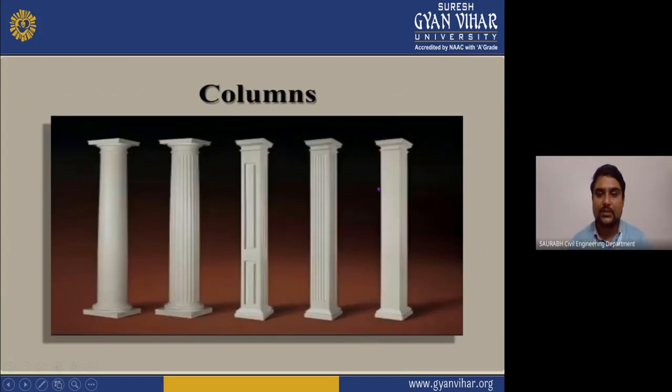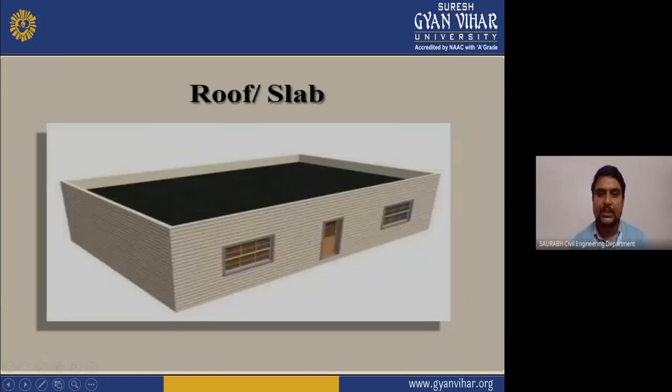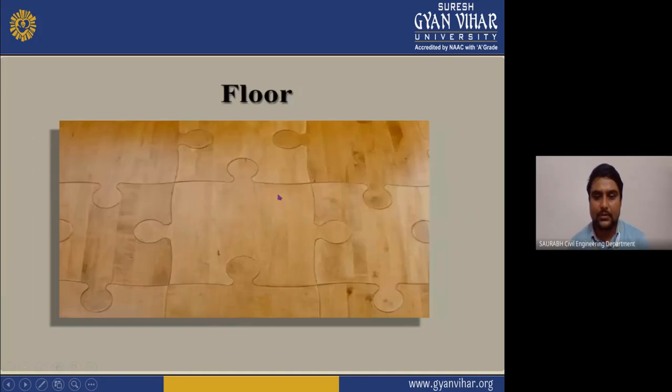So this is the image of different types of column. As you can see, this is your circular column, this is your rectangular, and this is your square column. And this is the slab of your roof, and you can also call this your roof. This is the floor, and floor, as we all know, can be made using different materials. Like you can prepare your floor with tiles, PCC concrete, or wood. You can also prepare a wooden floor for your house.